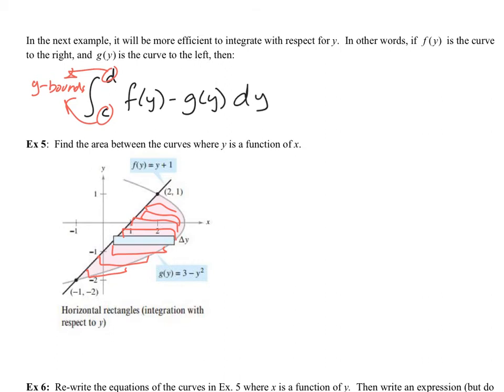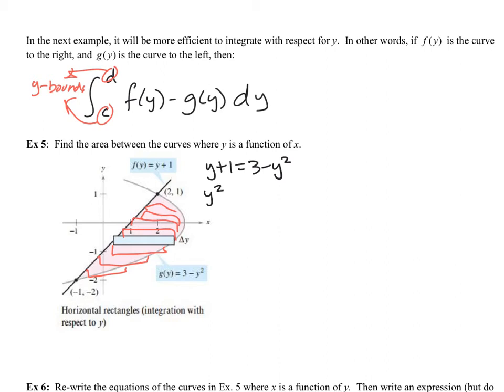So let's try this example where our rightmost curve is this curve g of y, and the leftmost curve is this curve. So to find the area between these two curves, first of all, even though we can actually read the graph and see what the bounds are, let's find these y bounds by setting these two equations equal to each other. So we're going to take y plus 1 and set it equal to 3 minus y squared. All right, and let's get this in standard form.